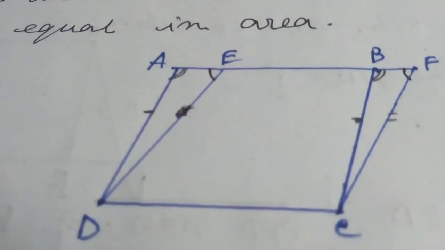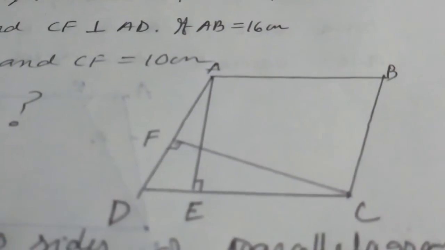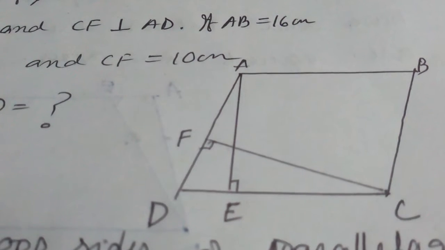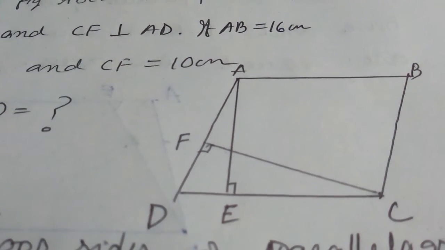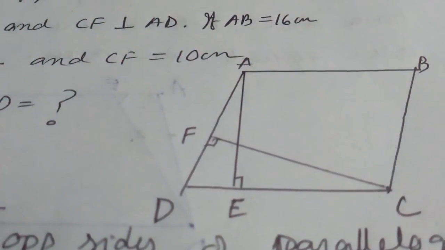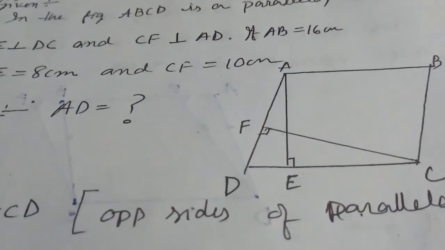This is the proof. Now, we go to Exercise 9.2. It is given that in the figure, ABCD is a parallelogram, AE is perpendicular to CD and CF is perpendicular to AD. AB is equal to 16 centimeters, AE is equal to 8 centimeters and CF is equal to 10 centimeters. We have to find AD.